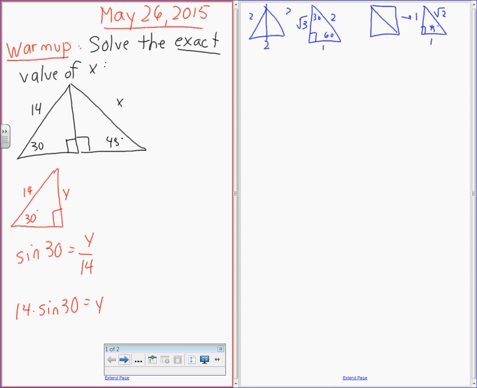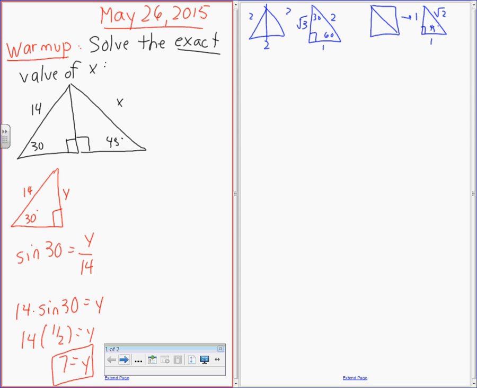Okay, so sine 30 is what? Can somebody tell me please what sine 30 is? Okay, so this is 14 times 1/2 equals y, so y equals 7. Well, not really though, because you don't know the bottom already. Oh, right, yeah. Okay, are we okay on where that came from?